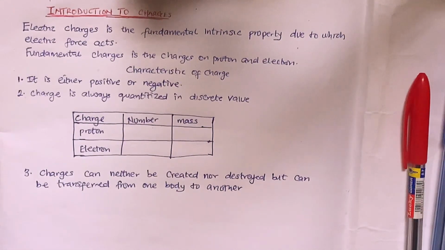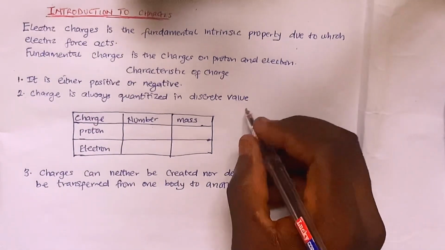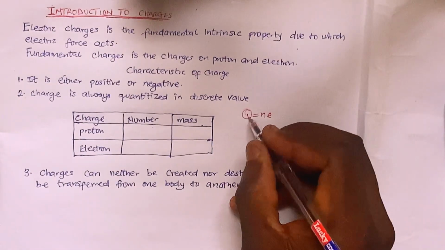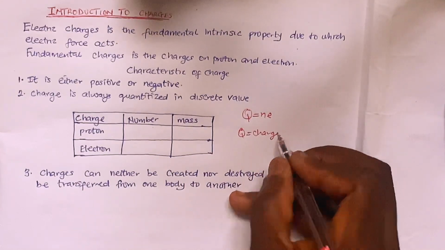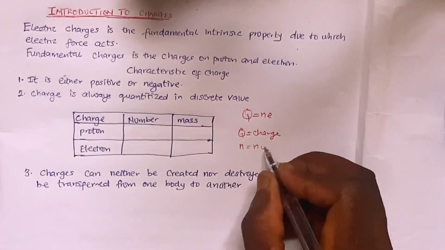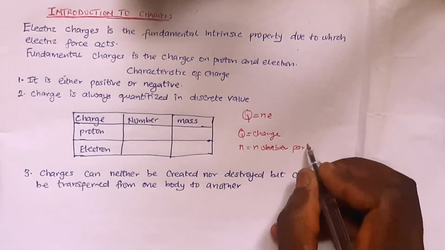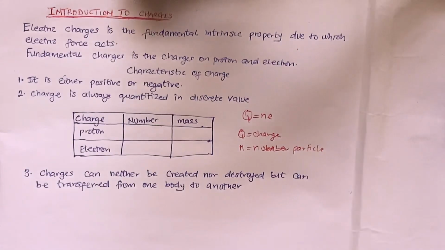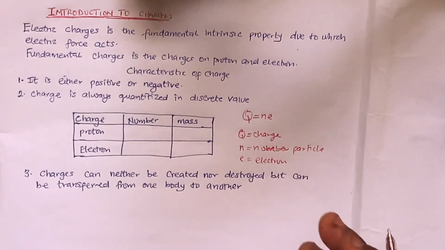Another thing here is that the formula that is used to express the numerical value of charges is given by Q equals Ne, where Q is the charge, N is the number of particles that flow through a particular path, and e is the charge of an electron. The charge of an electron is said to be constant, which is 1.602 times 10 to the power minus 19 coulomb.